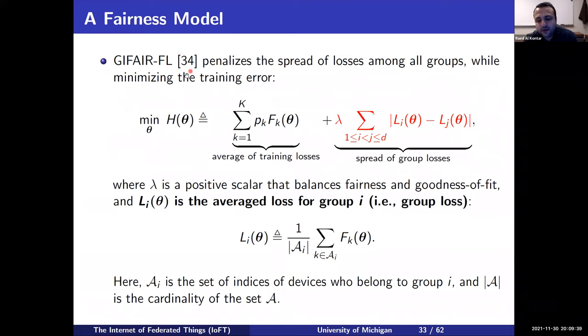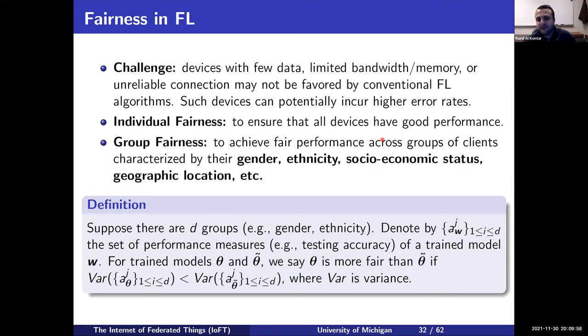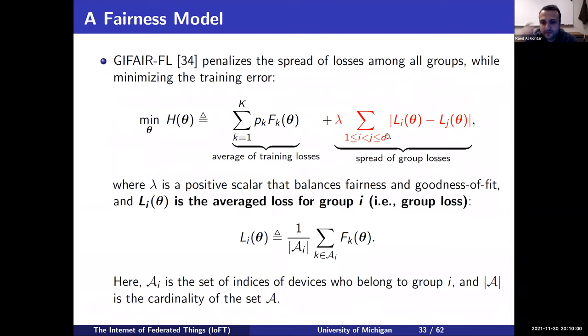Okay, so here I want to shed light on one example model to give you an idea of how fairness is being dealt with. One model is called GFAIR. What GFAIR does is simple. It says, okay, let's assume we have D groups. Here, if D is equal to the number of clients, then it becomes individual fairness rather than group fairness. Let's assume we have D groups. Then let's penalize the spread of the group losses.